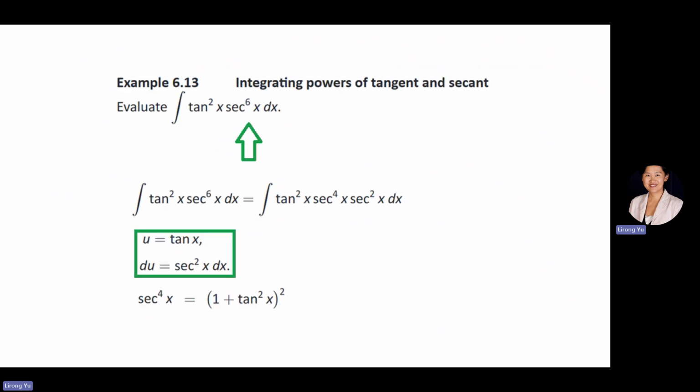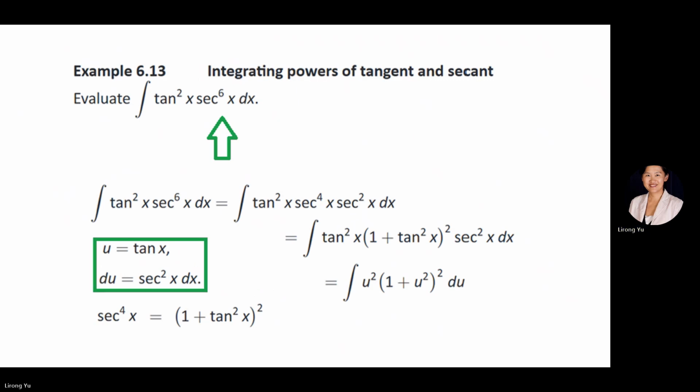I guess we have to analyze it. Secant to the 4th power: tangent squared plus 1 equals secant squared. So secant to the 4th power is 1 plus tangent squared, all squared. The tangent is u, so that's u squared. So we get u squared, and that's (1 plus u squared), and secant squared x dx is our du. So that substitution is done.